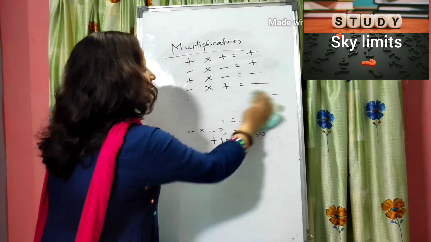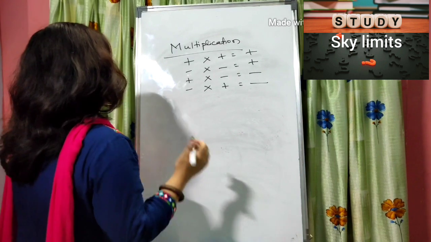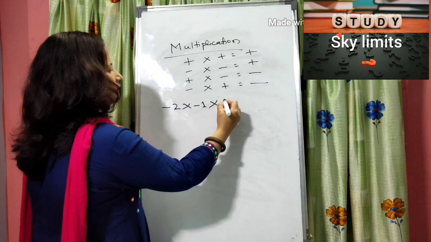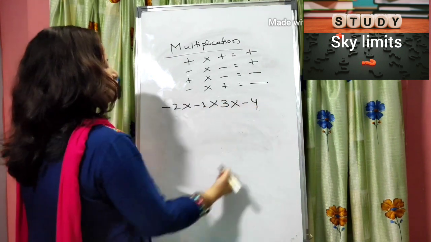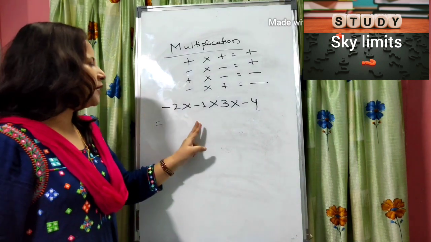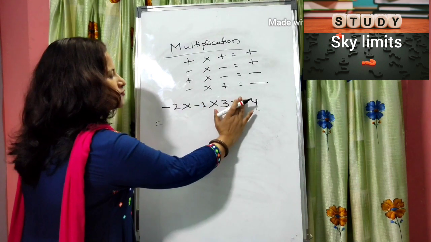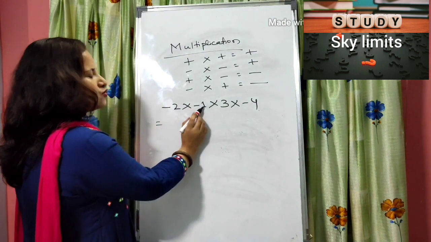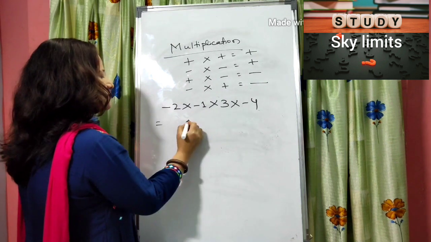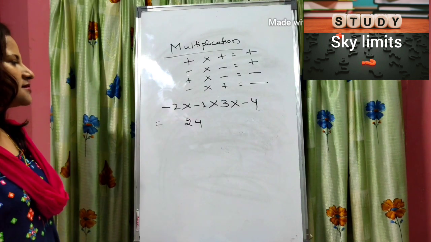So let me explain some numbers with some examples. Suppose you have a number like this, and you are asked to multiply. I told you the rule is first multiply the number normally. Don't look at the sign. Don't get confused with the sign. 2 multiplied to 1 is 2. 2 multiplied to 3 is 6. 6 multiplied to 4 is 24. Now look for the minus signs. How many minus signs you are having?